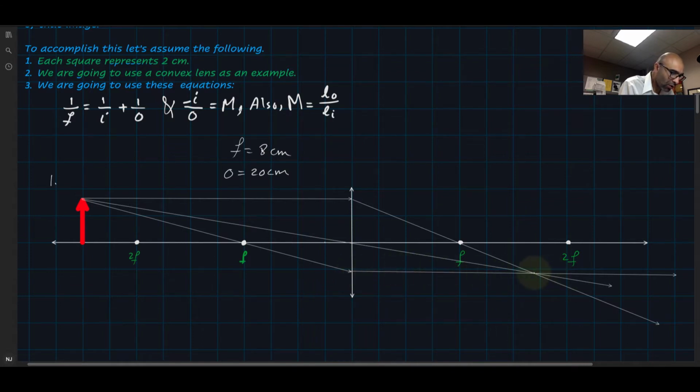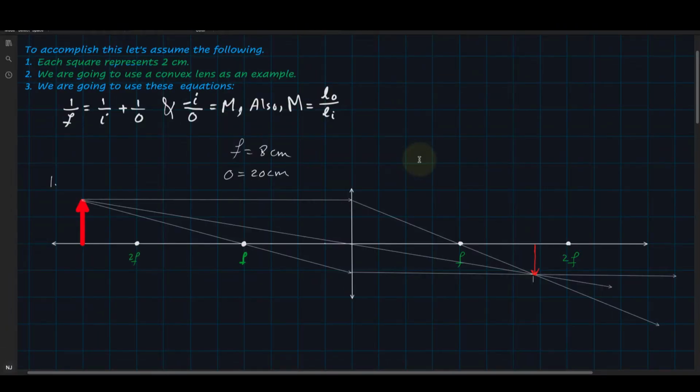As you can see, all of these intersect at one point, if you draw this correctly, and the top part meets here, so you know that it is inverted already. So this is the top part, and you want to draw it like this. There it is. And you can tell that the image is smaller and real, because all the rays have met, and it's inverted. Okay, so now let's use these equations to solve for the image and see if we can get the exact same properties as we did with the ray tracing.